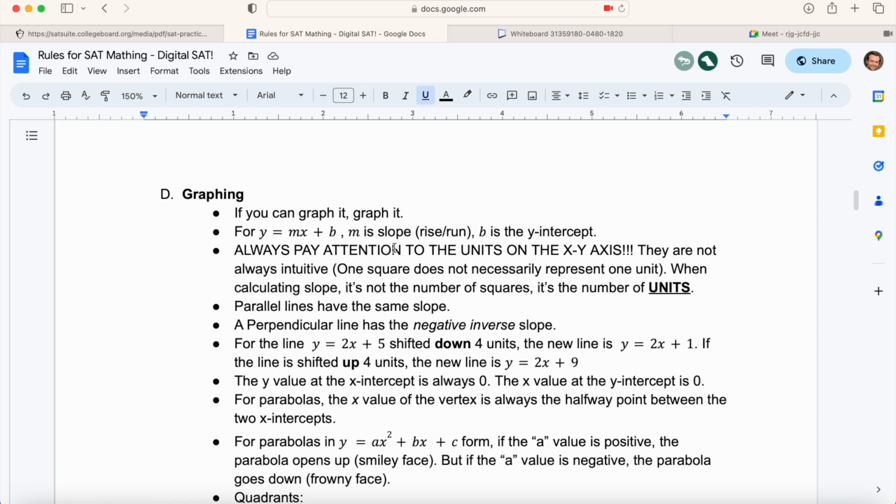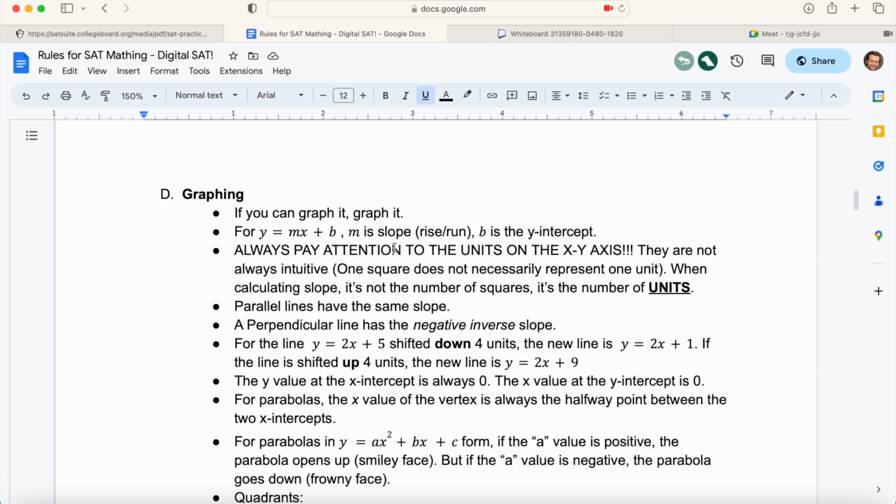This is like the 6th bullet point in basic concept D. A lot of graphing questions on the SAT. It says for the line y equals 2x plus 5. I want you to read that bullet point for us, please. For the line y equals 2x plus 5, shift it down 4 units. The new line is y equals 2x plus 1. All right, I'm going to stop you real quick, Taylor.